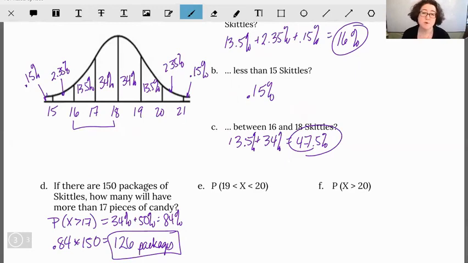And then for E and F, we're right back at probability. So again, probability of being between 19 and 20. Well, those are just two spaces away from each other. What's the percentage that's in between them? That's just 13.5%. And then what about greater than 20? Again, just add the two smaller ones together.